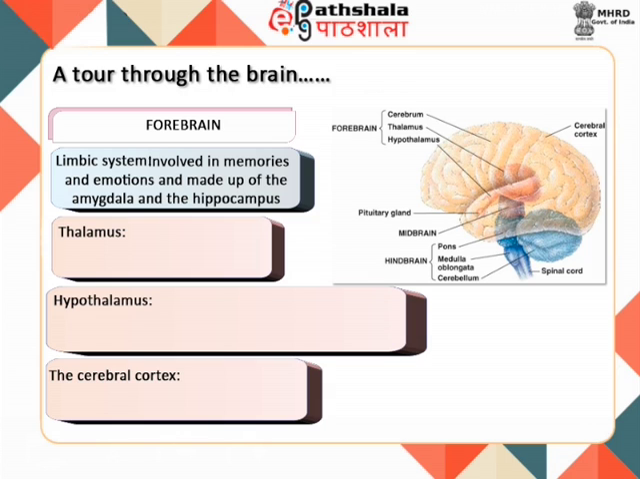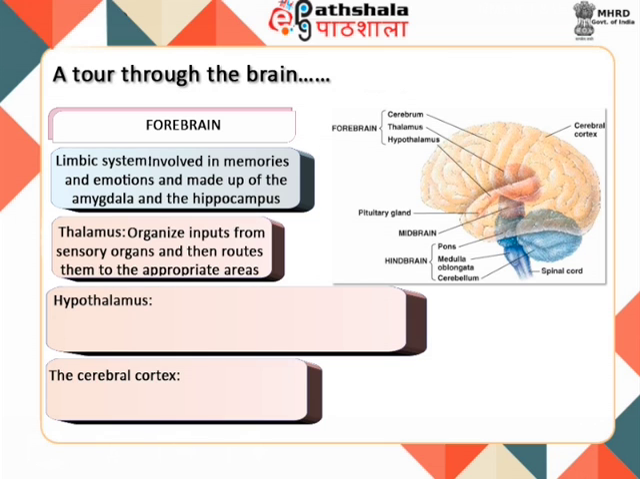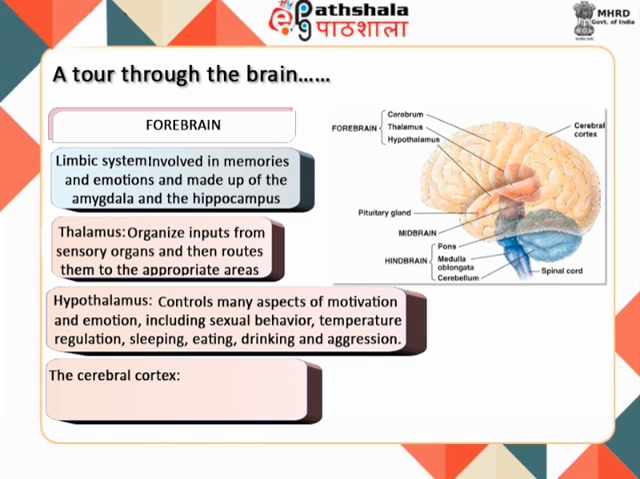The amygdala is responsible for processing emotions, how humans become aware of them, and how we express them, whereas the hippocampus, on the other hand, is presumably involved in memory storage. The thalamus's basic function is to organize inputs from sensory organs and then route them to the appropriate areas of the brain. The hypothalamus is located just below the thalamus. The hypothalamus controls many aspects of motivation and emotion, including sexual behavior, temperature regulation, sleeping, eating, drinking, and aggression.